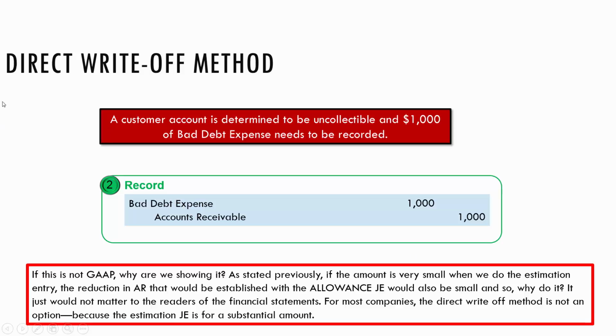So this is the direct write-off method then. Wait until the customer account is deemed to be uncollectible. Who's determining this? The credit department. They say we cannot collect on this account. Then you record the bad debt expense. And again, this is not GAAP. Direct write-off is not GAAP, but you can get away with doing it even though it's not GAAP as long as it's not a material amount.